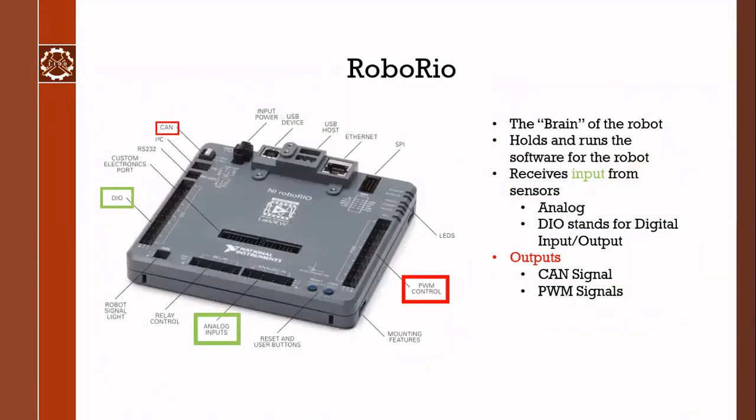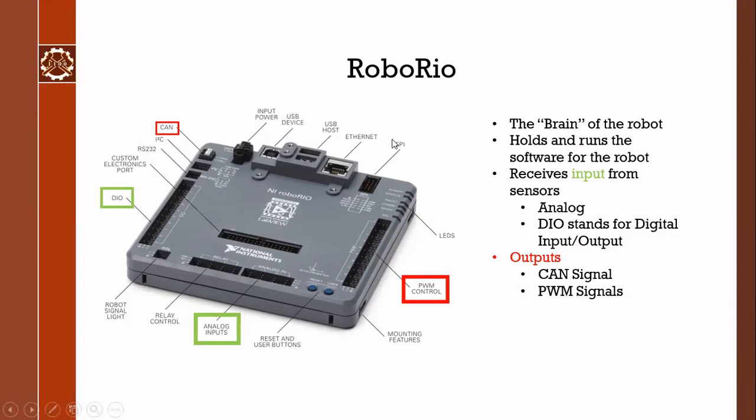Moving on to the Rio. This is the brain of the robot. This is basically the thing where everything that needs to be programmed, everything that needs to be controlled, is plugged into. And actually the Raspberry Pi, Jason was mentioning, is plugged into this small slit under the NI RoboRIO, and you can program directly into the Rio itself.